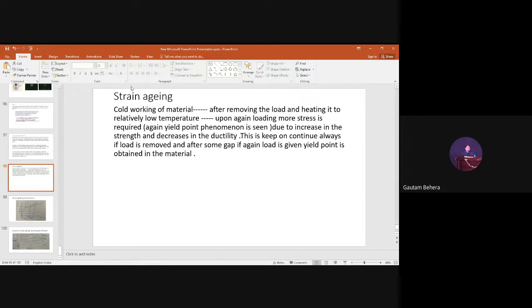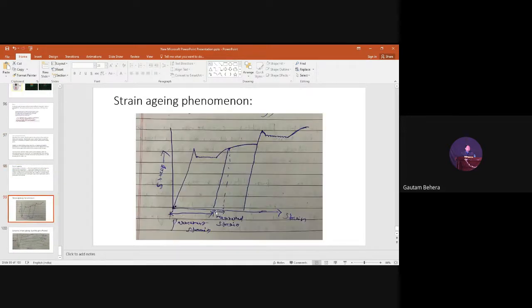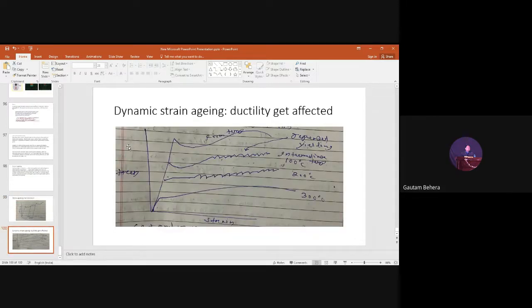Now we'll see the same strain aging phenomenon, and we'll see this kind of graph. Again, there is another effect due to interaction between the dislocation and solute atom. This is dynamic strain aging. We have discussed strain aging, but now we'll see dynamic strain aging. Here, what happens? The ductility gets affected to a large extent.